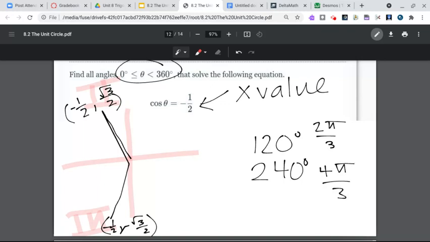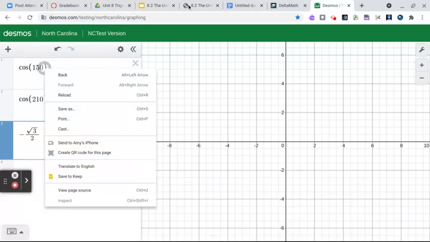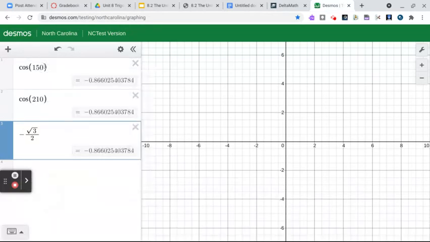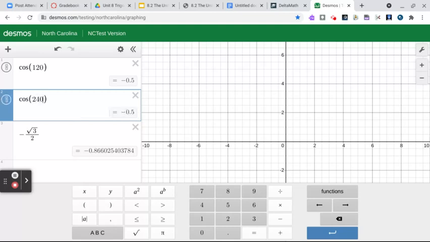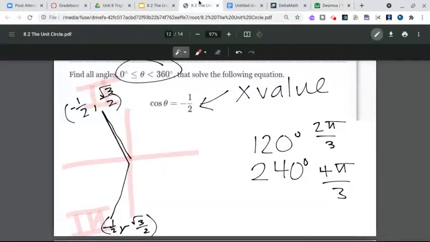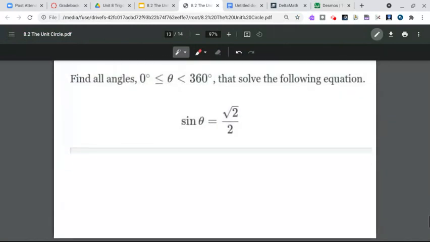All right, real quick, let me show you in Desmos. Okay, so this time we said 120. Look at how it says negative 1/2. And we said 240, negative 1/2. Okay, and so our equivalent thetas are 120 and 240. Okay, let's do a couple more.